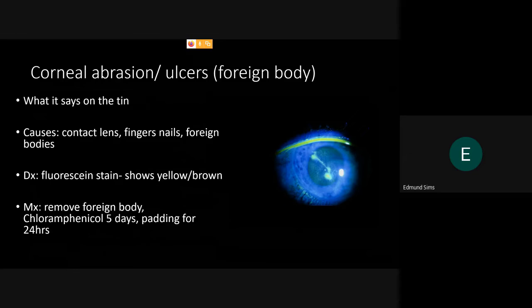Fluorescein stain is a good way to identify it. It shows up yellow and brown, or if you put a UV light on it, it shows up a greeny color. If there's a foreign body associated with it, you just need to remove the foreign body, then give chloramphenicol for 5 days, and you might want to put padding on the eye.